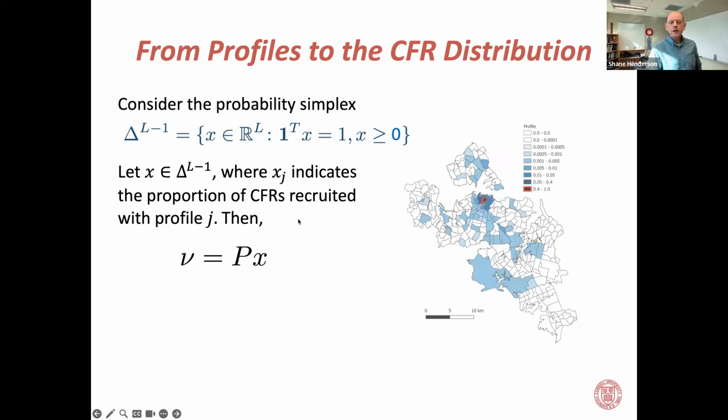Then I take that decision and I map it through my profiles to get where people are going to spend their time, right? So this nu is where people actually are, and the X is where I'm recruiting. The X is my decision vector, and the nu is what I get. And now I just plug everything else into my previous analysis.